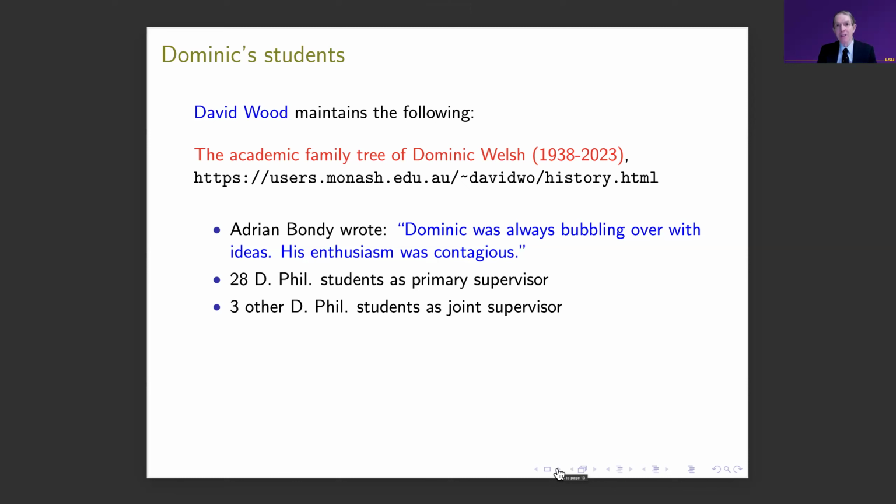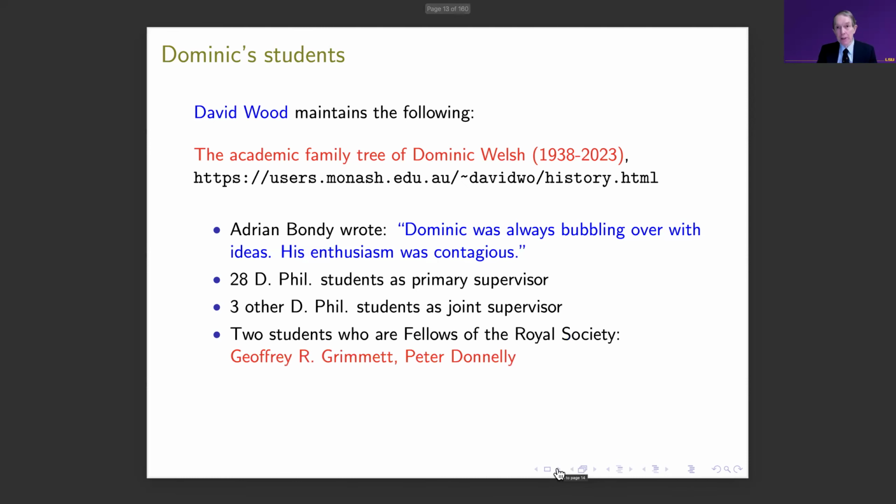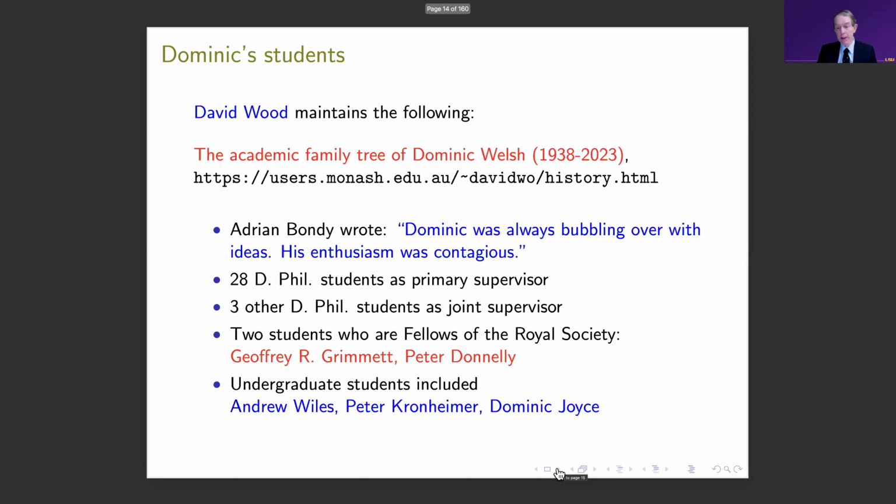What sort of impact did Dominic have? Well, 2 of his students, Peter Donnelly and Geoffrey Grimmett, are now Fellows of the Royal Society. And Dominic did a lot of teaching of undergraduates, very gifted undergraduates, including these 3 men. Andrew Wiles, you'll know he settled Fermat's last theorem. Peter Kronheimer is a professor at Harvard. Dominic Joyce is a professor in Oxford. Between these 3 men, they've won over 20 major mathematical prizes. This is some legacy.